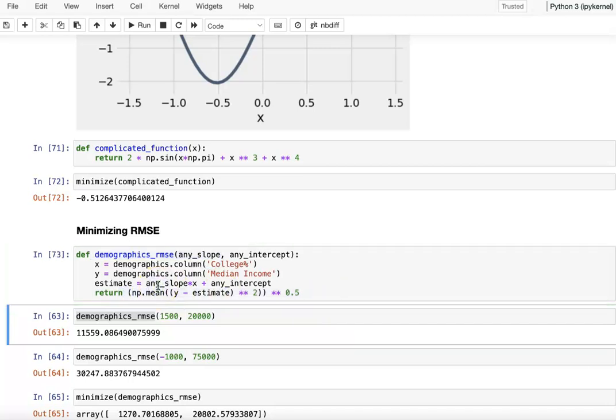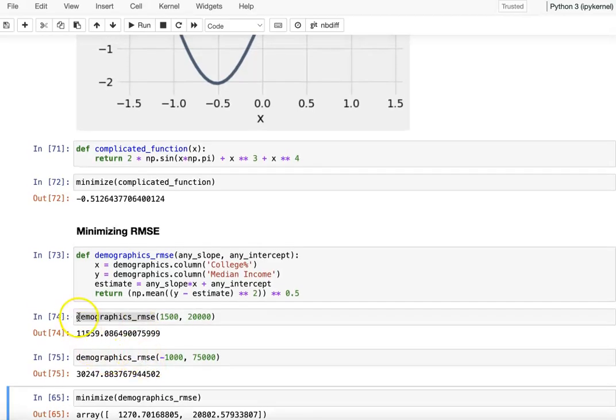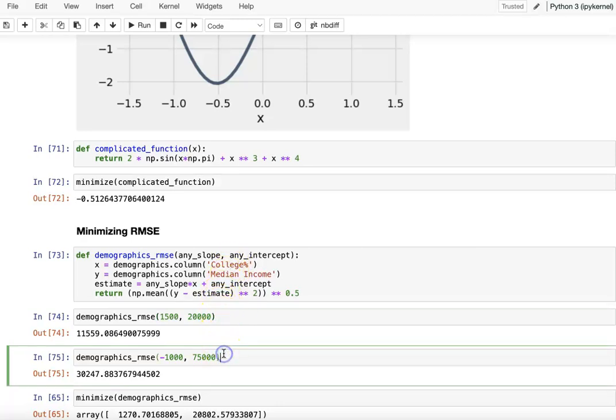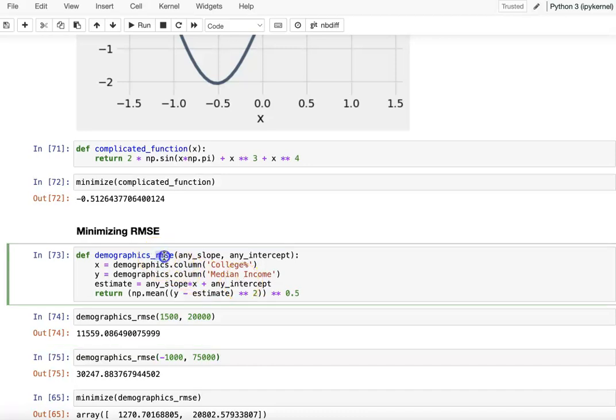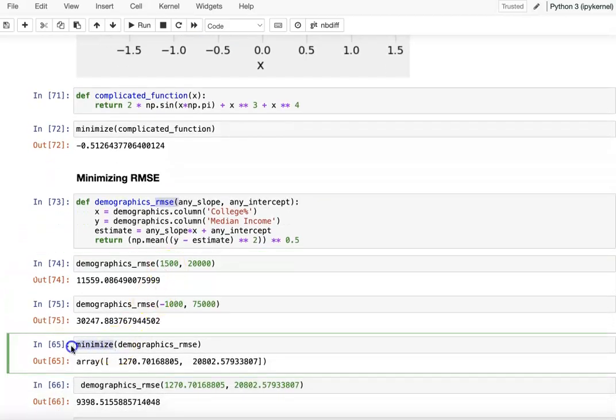That's why we provide two inputs. That's the function we had before, right? Then we just show you this function, and we define this function correctly. Then from this function, how can I find the minimum RMSE? We call the minimize function and pass in the function name.